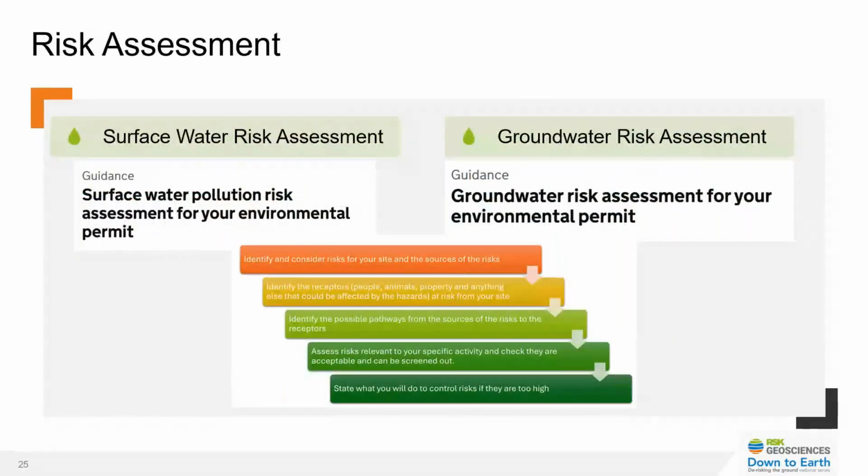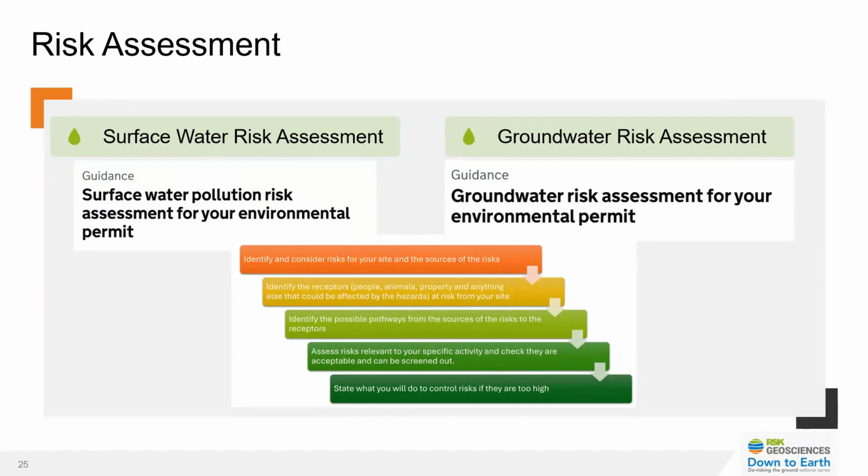So the next key document is a robust risk assessment, which is vital for demonstrating that proposed discharges will not cause harm to the environment. So taking surface water risk assessment, ultimately these must consider the quality and the quantity of the discharge, the characteristics of the receiving watercourse, and any potential pollutants that might be discharged from your construction site.